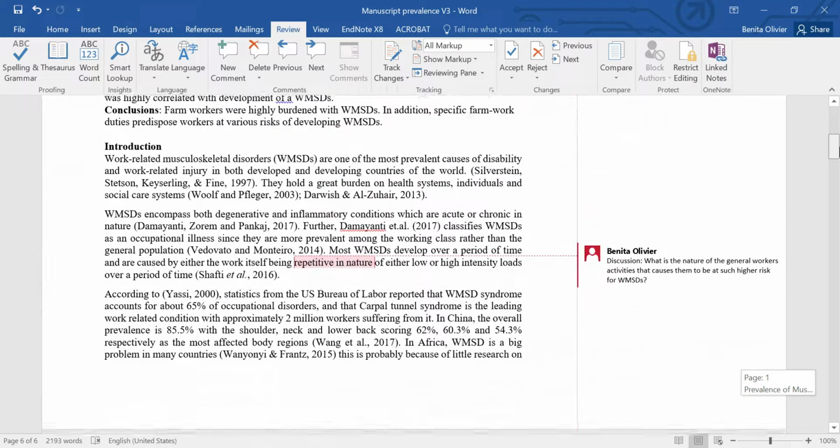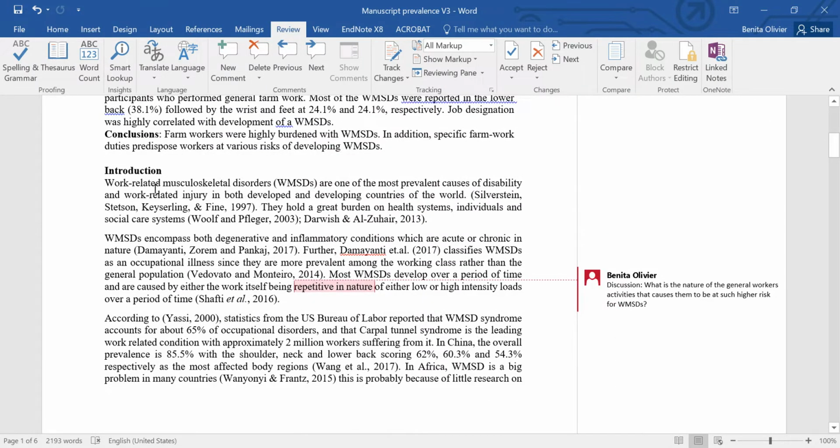It may be that you've written your introduction quite a few weeks ago and that you already forgot what's in there. So have a fresh idea of what you've put in your introduction before you start with your discussion. So just read through it once more. As you read through it, you may pick up some more insights into how to formulate that discussion. For example, here we have a study that referred to the repetitive nature, and that may play a role in the reason why the general workers have such a high prevalence of work-related musculoskeletal disorders.